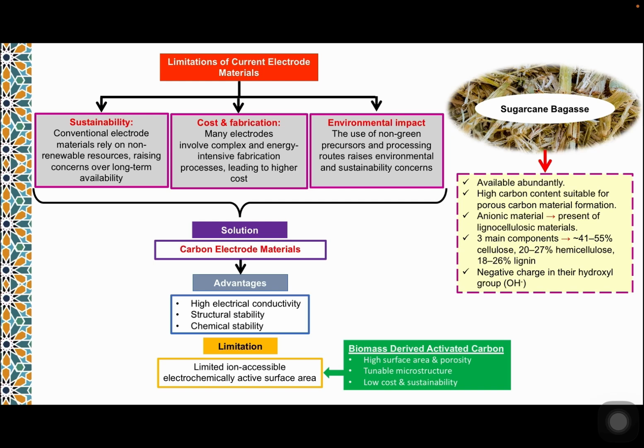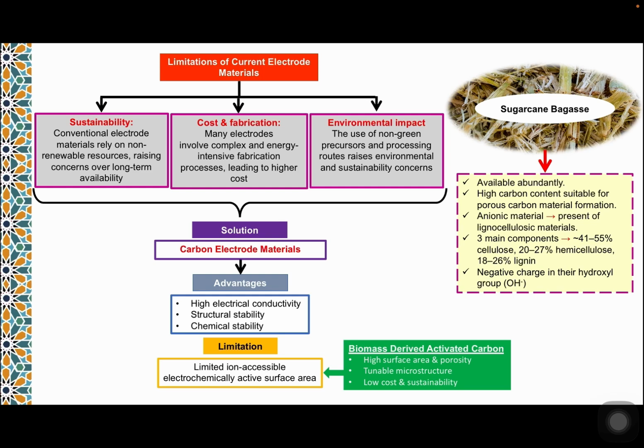So the solution to these limitations is using carbon electrode material. What are the advantages of using carbon electrode materials? It has high electrical conductivity, and it has structural and chemical stability. However, among these advantages, it also has limited ion accessibility in the active surface area. So that's why we come up with biomass derived activated carbon, which has tunable microstructure and is also low cost and sustainable. In this work, we choose to use sugarcane bagasse as it is available abundantly.